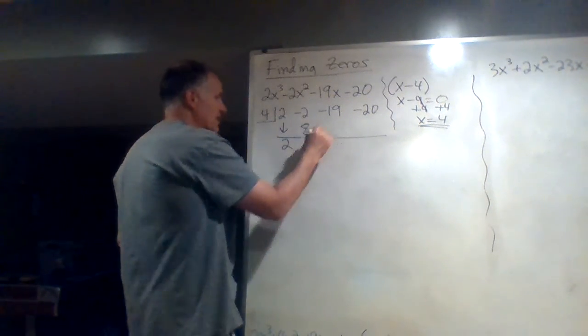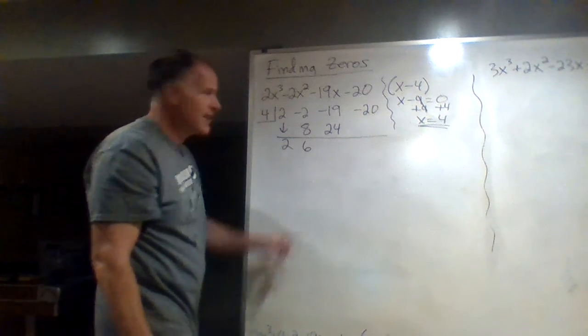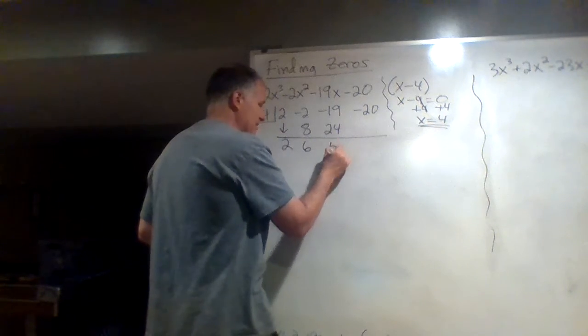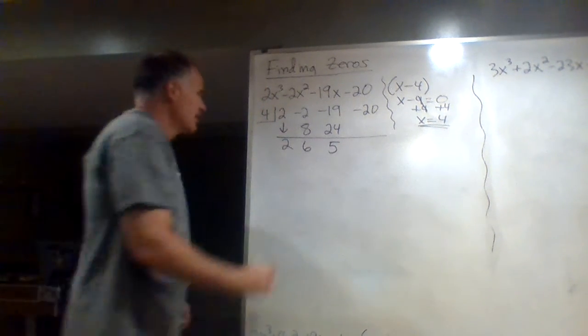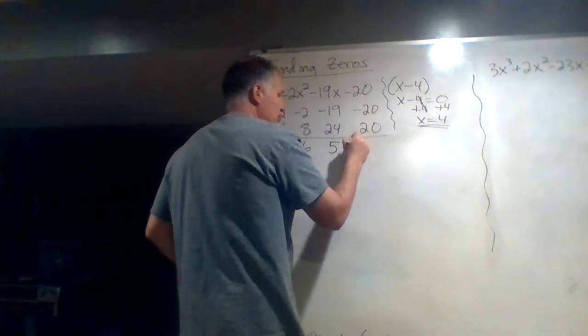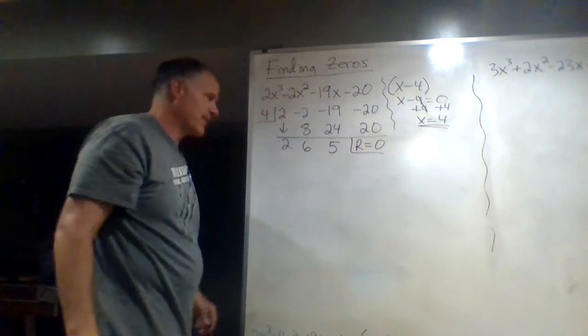4 times 6 is 24. Negative 19 and a positive 24 will subtract to make a 5. Okay? 4 times 5 is 20. Boom. Those are opposites. That's what I need. Remember, I need a remainder 0.